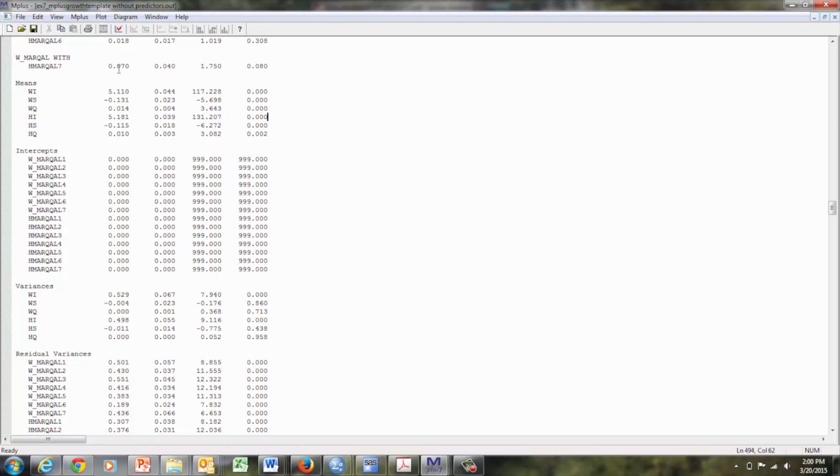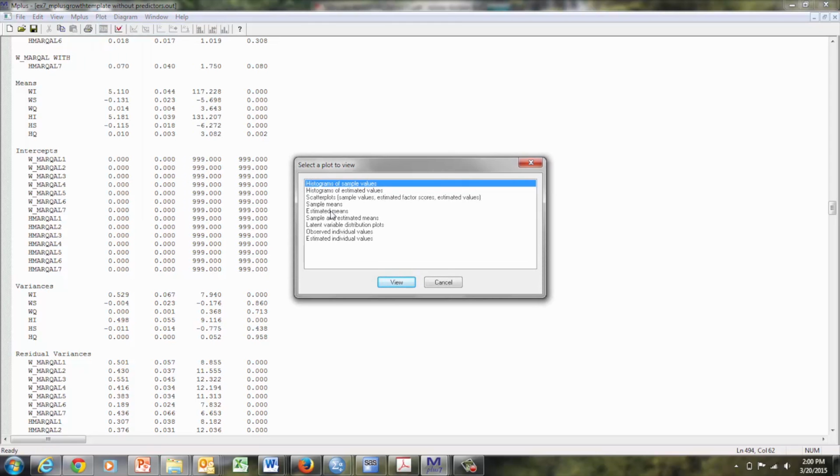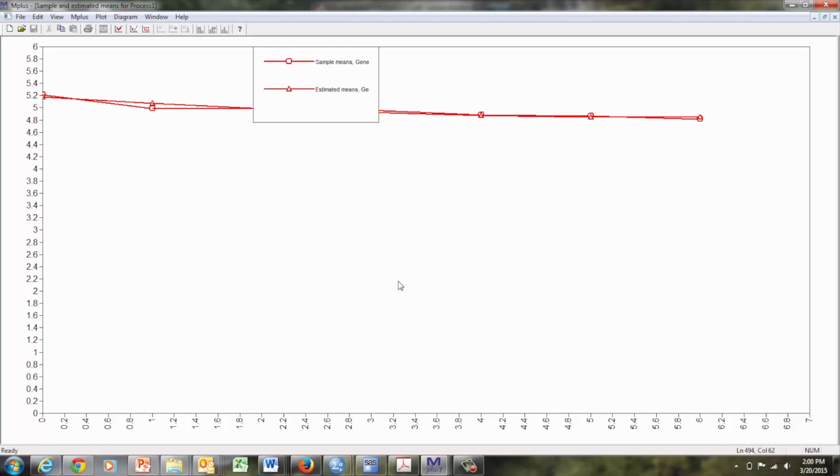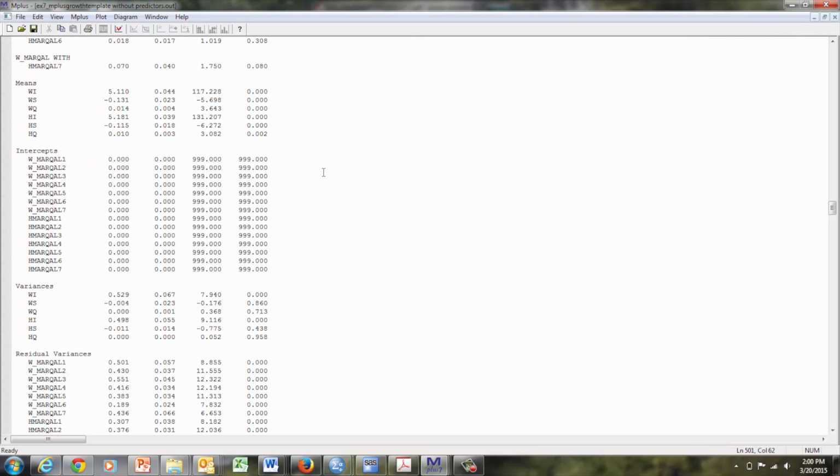I don't know if there's a way. Let's see. I don't think this is really what we're looking for. This is our observed and estimated means. They're pretty similar. We're seeing this little dip right there. That might be that initial downward and then flattening. We could plot this in Excel and maybe get a picture that helps us out a little bit more.